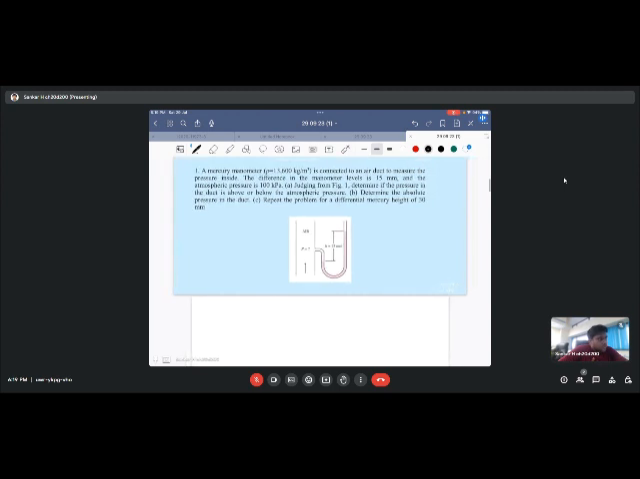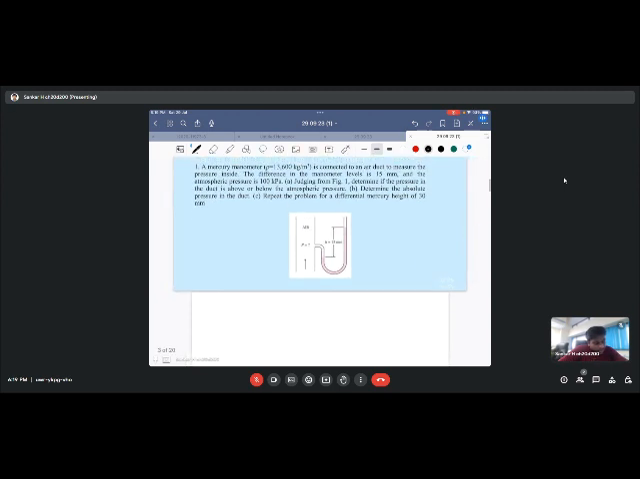So let's start by solving a question on manometers. A mercury manometer, where mercury refers to the fluid inside the manometer's limb, with a density of, let's say, 13,600 kilogram per meter cube, is connected to an air duct to measure the pressure inside. The difference in the manometer levels is 15 millimeter, and the atmospheric pressure is 100 kilopascal. Judging from the figure given here, determine if the pressure in the duct is above or below the atmospheric pressure.